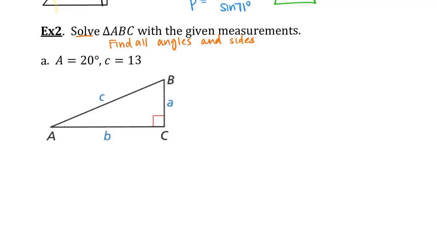Okay, so let's see what we're given first. The first fact they tell me is that A is 20 degrees. Since it's degrees, that's the angle. So I already know the angle: angle A is 20 degrees. I know that this is a right angle, which is 90 degrees.